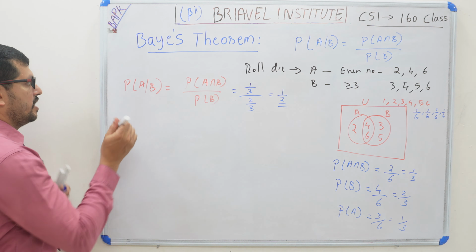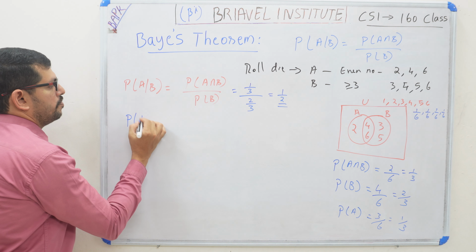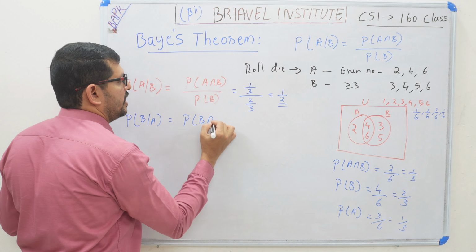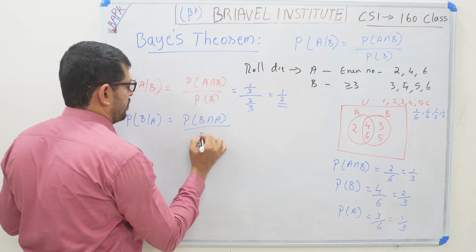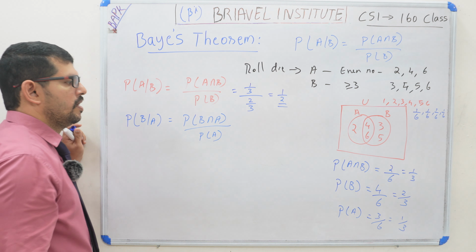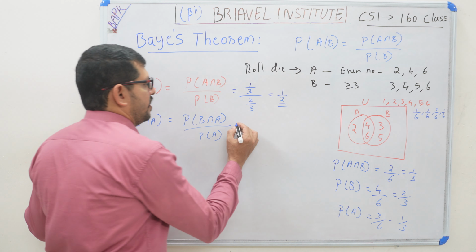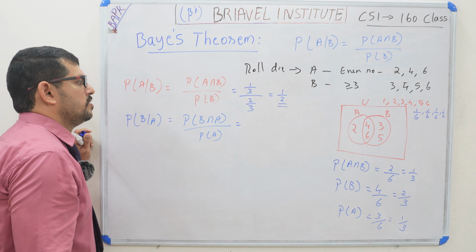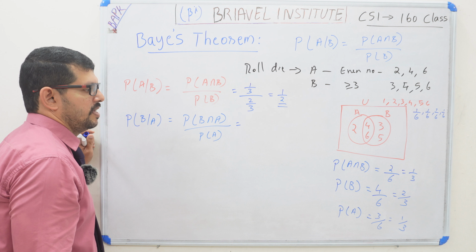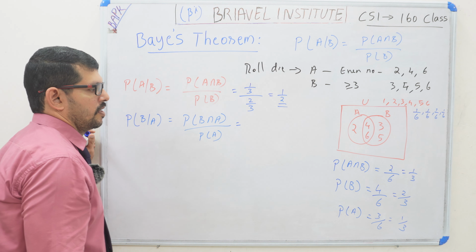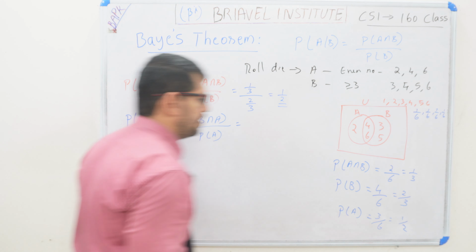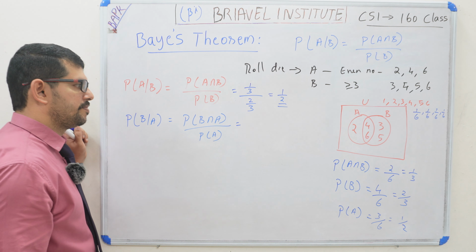And also we can write B given A. So the probability of B given A, we can write as the probability of B intersection A whole divided by the probability of A. So what is the probability of B intersection A? This is 1 by 2, not 1 by 3. This is 1 by 2. 3 by 6 is equal to 1 by 2.